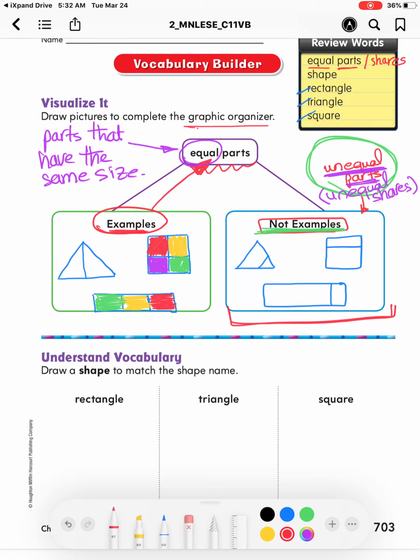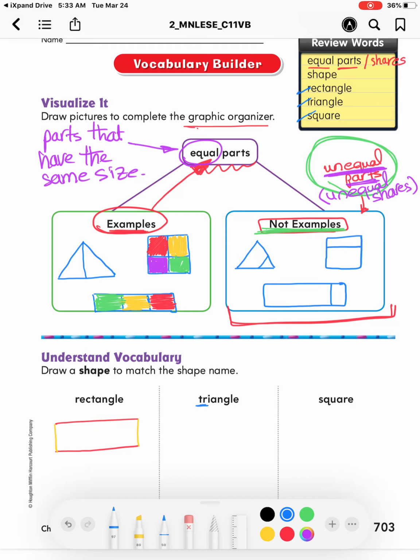Now let's move to the next question. Understand vocabulary. Draw a shape to match the shape name. Now this is so easy, okay? Now the rectangle, as I have shown it above and even in show what you know, you have to make two long sides and two short sides. As I told you, in the rectangle, not all the four sides are equal. Two are long equal sides and two are short equal sides.